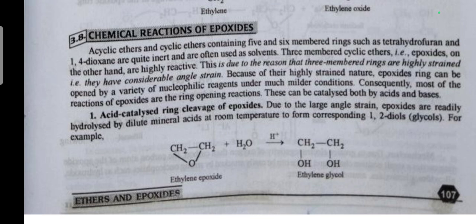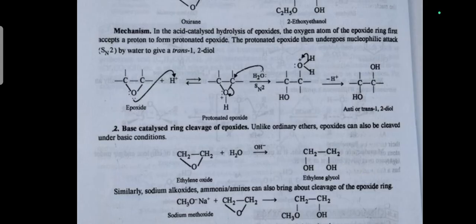Mechanism. In the acid catalyzed hydrolysis of epoxide, the oxygen atom of the epoxide ring first accepts a proton to form protonated epoxide. The protonated epoxide then undergoes nucleophilic attack by water, that is, a second order kinetic mechanism is followed, to give a trans 1,2-diol. Second, base catalyzed ring cleavage of epoxide. Unlike ordinary ethers, epoxides can also be cleaved under basic conditions.